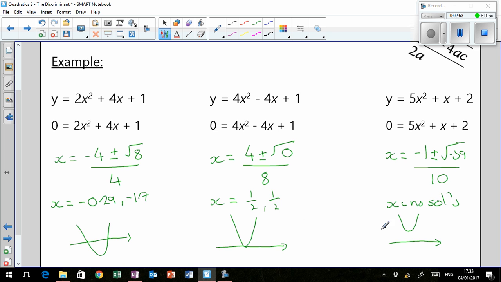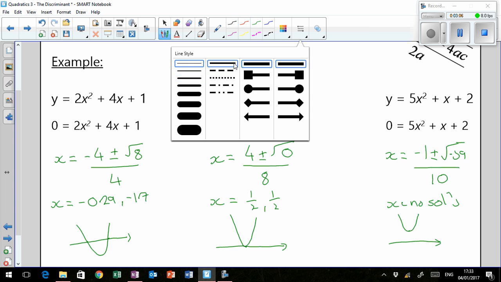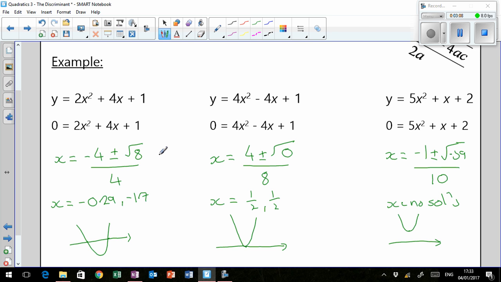Now, the key to what's happening here, these are your three possible situations. Either it's going to cut the x-axis twice, it's going to hit it at just one point, or it's not going to hit the x-axis at all. And the key to telling us that is underneath the square root in here. If that number is positive, then when you add and subtract, you're going to get two different things, which gives you two different answers, hence your two roots.